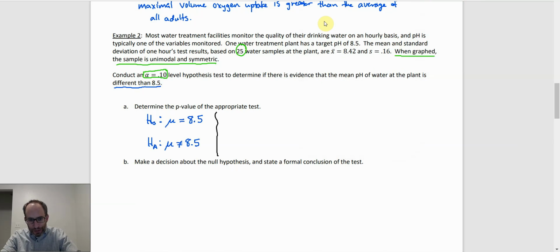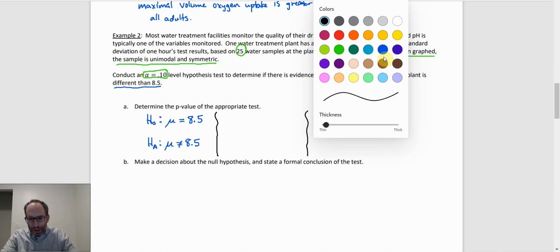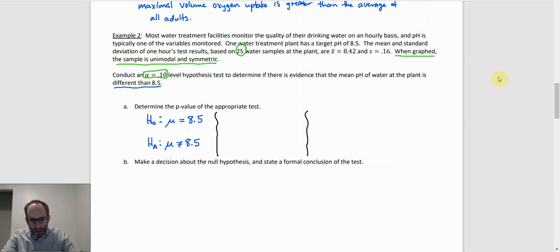And let's see, then the next thing is, what's our sample data? Well, we know n's 25. We were just talking about that. And then the other values are kind of right after it. So based on 25 water samples, so n is 25. And then it says right in the wording that x bar is 8.42, and then s is 0.16. So we're going to need those.